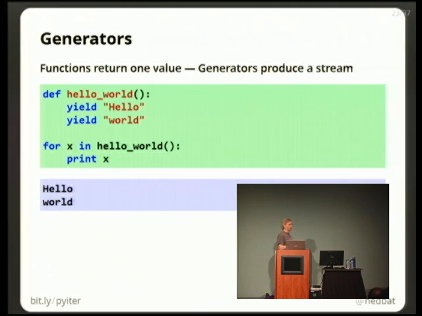A generator, when you call it, produces an iterator, and when you iterate the values in the iterator, it runs the statements in the generator, and every time it hits a yield statement, it produces one more value. So it's kind of like a function that can keep producing values over and over again.